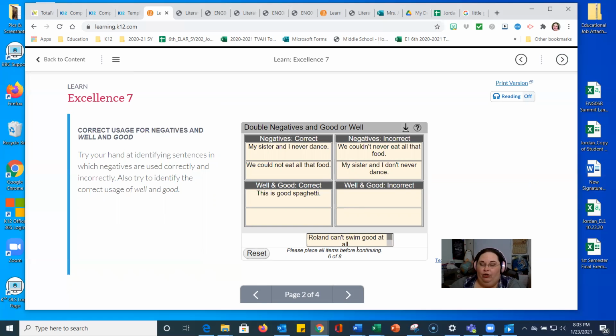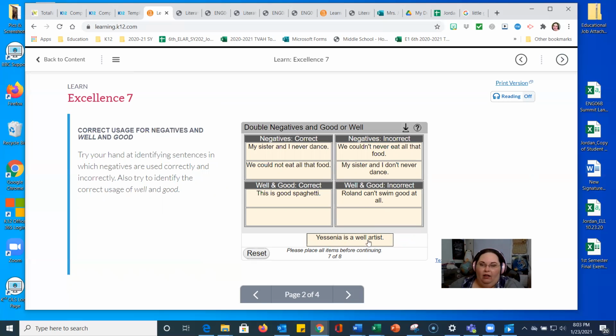Roland can't swim good at all. Okay, we've got good, and it is modifying swim. Is swim a noun? If it is, it's correct. If it's a verb, it's incorrect. And in this case, swim is an action, something you do, so it's a verb. Therefore, this usage of good is incorrect. We should say Roland can't swim well. And I just leave off the at all. It's just kind of extra that we don't need.